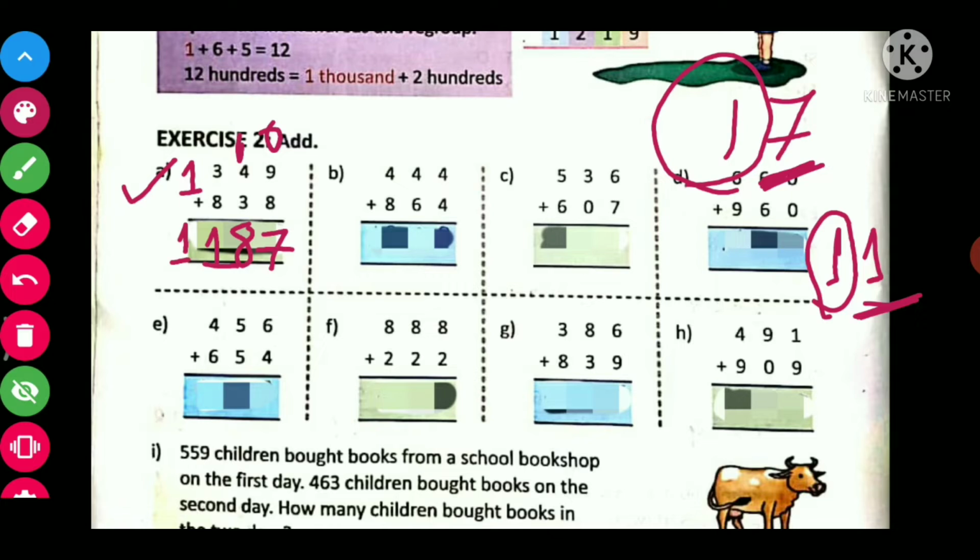Or I can say, if the next place value is not there, then we can put two digits together. If the 100 place value is not there, then in the tens place we can put two digits together. And if the 1000 place is not there, then in the 100 place we can place two digits together.